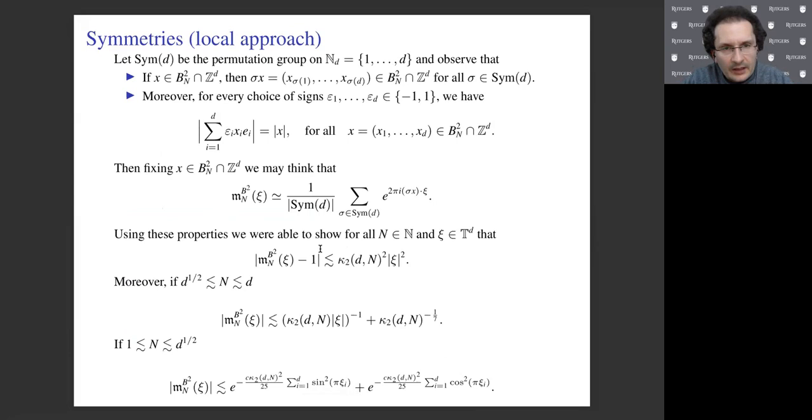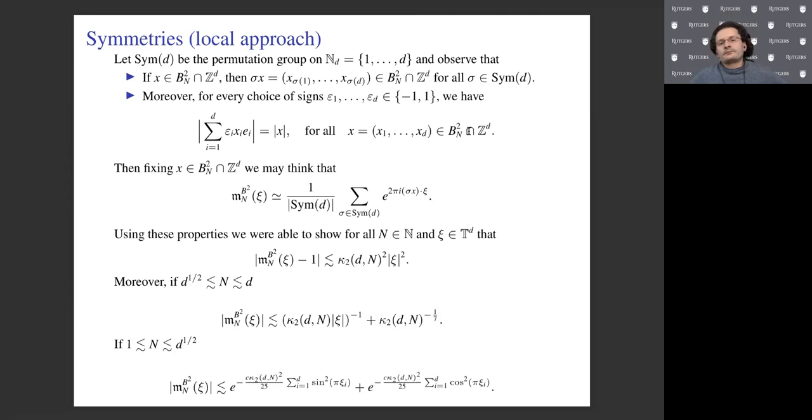And we started to think about the symmetries. And it turns out that the balls have very nice symmetries. They are invariant under the action of the permutation group, in the following sense: if we take a permutation and any vector from the ball and permute its coordinates, then this is again an element of the ball. And moreover, if we take any vector in our ball and change the signs of its entries, then this is again an element of our ball.